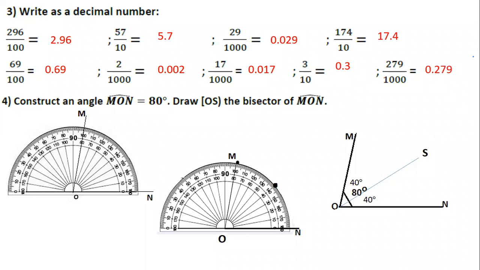Let me move to question number 4. We should construct an angle MON equal to 80 degrees. Of course, to construct an angle, we use the protractor.